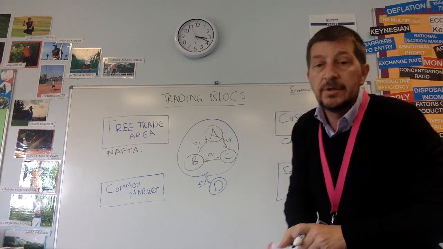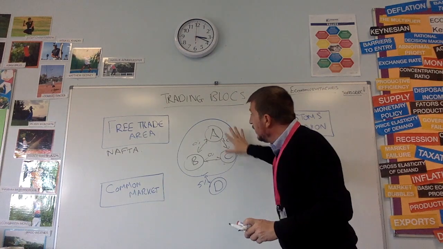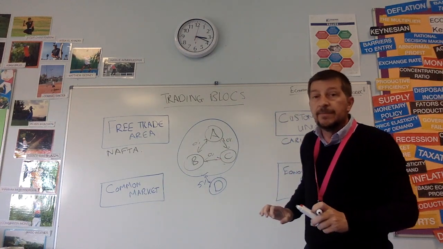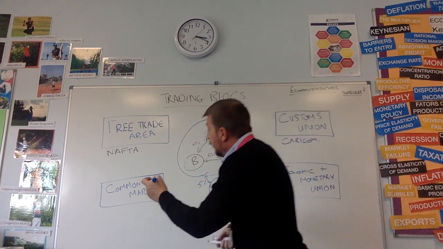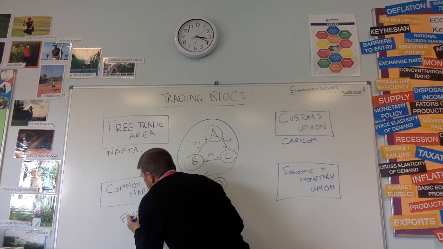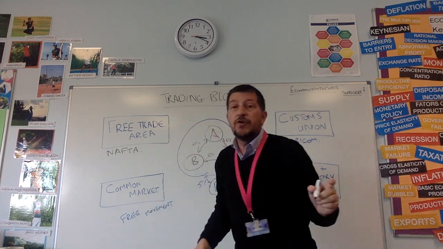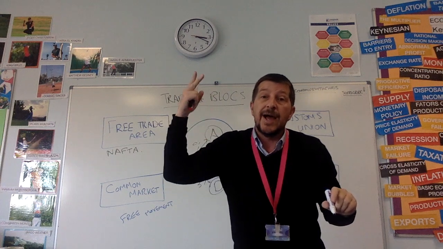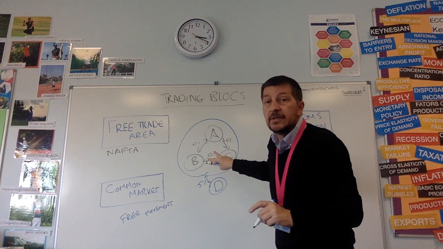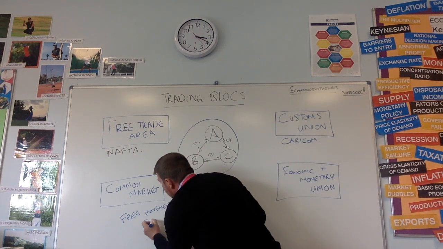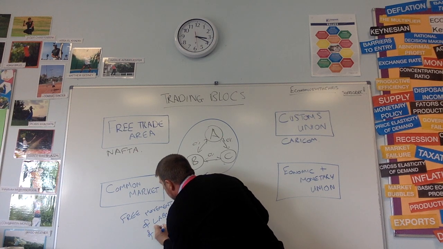Okay? Third, a common market. A common market has all of the features of a customs union, plus we have the idea of free movement of labour and capital, as well as free movement of goods and services. So free movement of labour, free movement of capital.